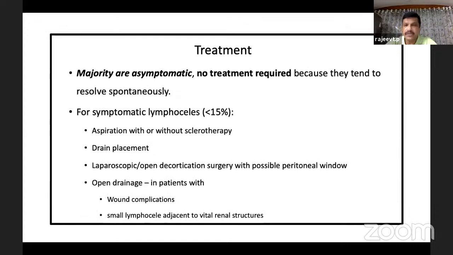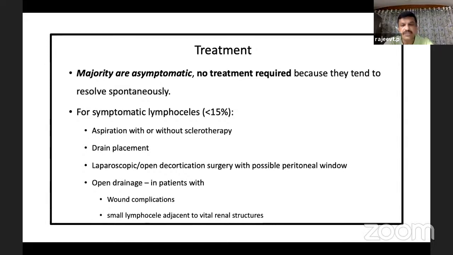Majority are asymptomatic, so no treatment is required because these lymphoceles tend to resolve spontaneously. For those lymphoceles which are quite symptomatic, that is, incidence is less than 15%, one may try aspiration with or without sclerotherapy. Sometimes a placement of a drain may be sufficient. But if there are large lymphoceles, one should not delay decortication. And this may be by laparoscopy or open decortication with a peritoneal window.